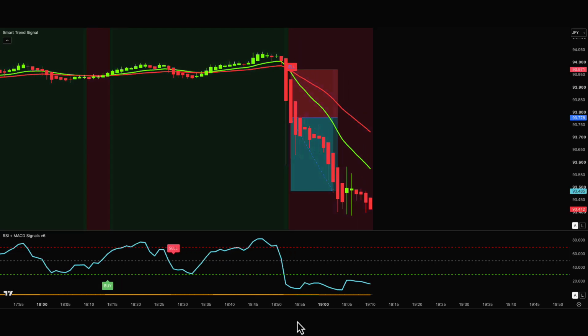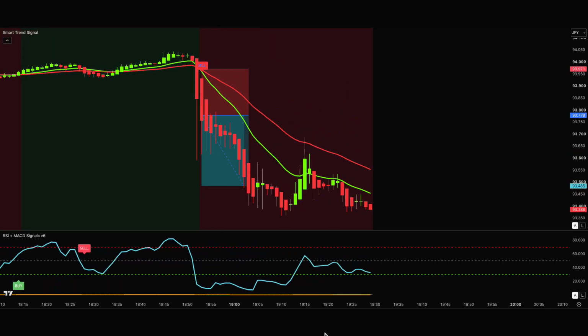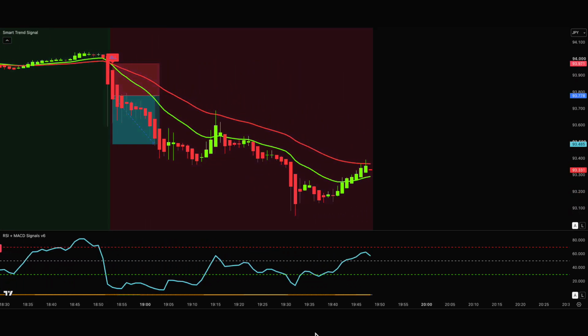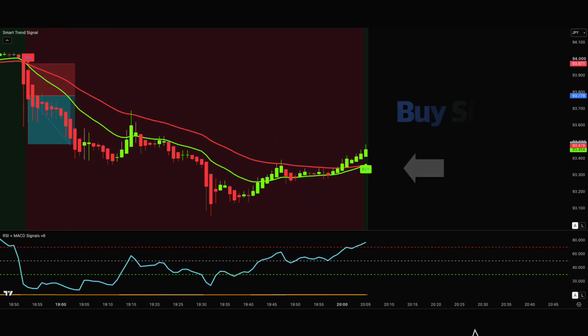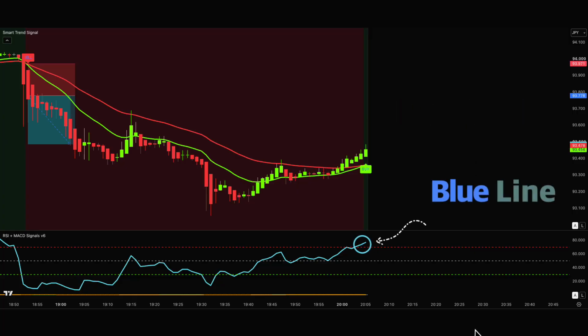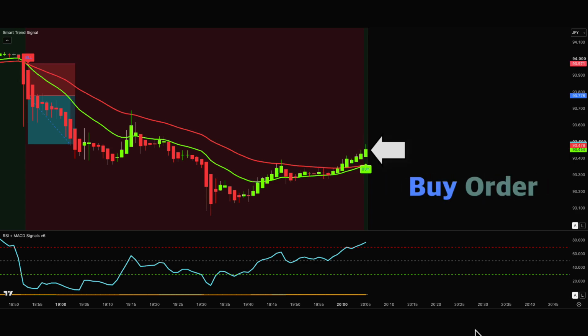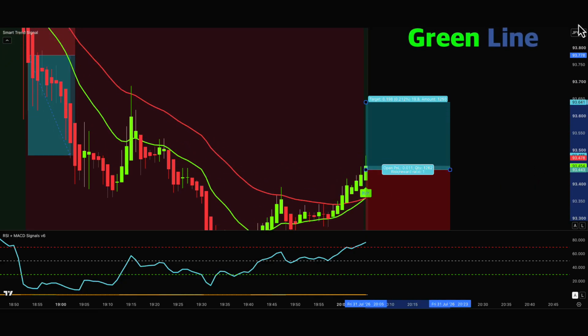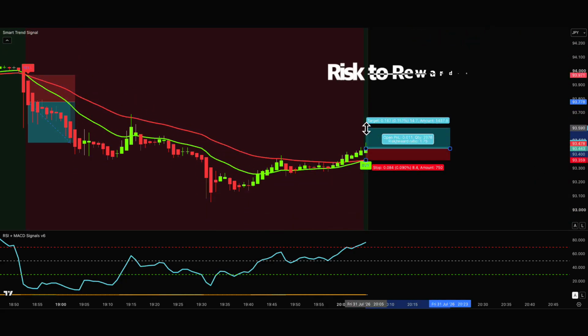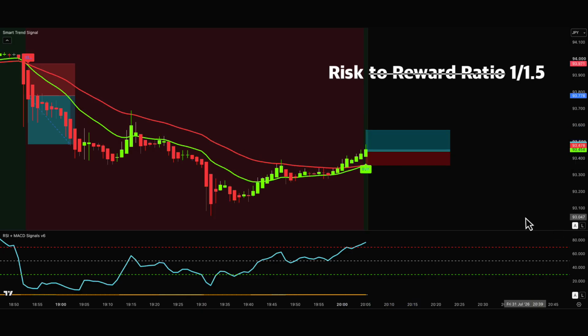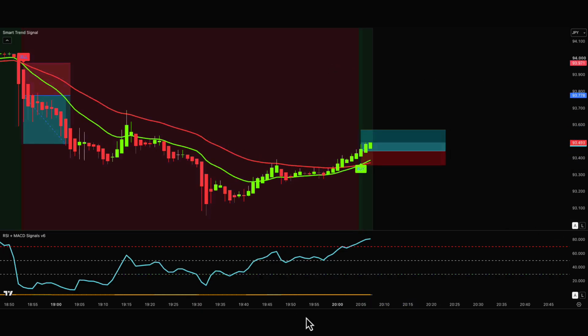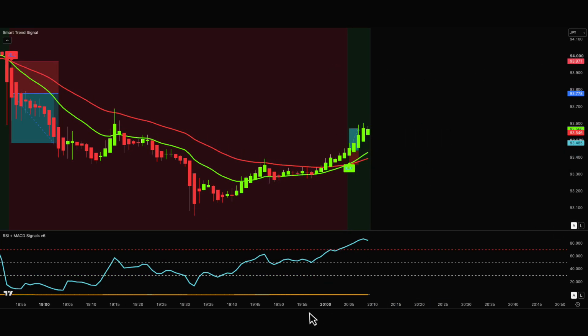Let us now understand the long position. When the smart trend signal label up of this is a buy signal, when the maroon line of RSI plus MACD signals is above the red line, and when the market forms a bullish candle, if these conditions are fulfilled, then we will place a buy order. Our stop loss is to be placed at the green line, and the risk to reward ratio will be 1:1.5. The market has completely hit the target.